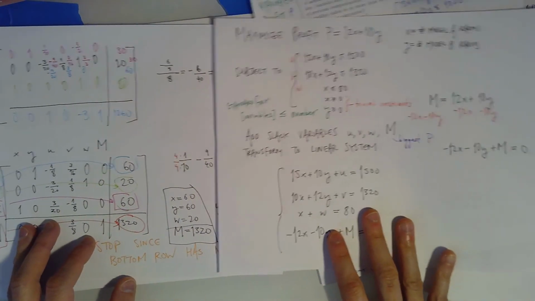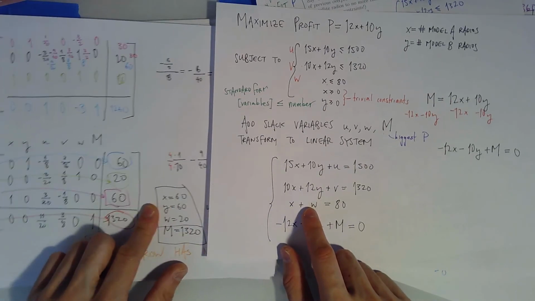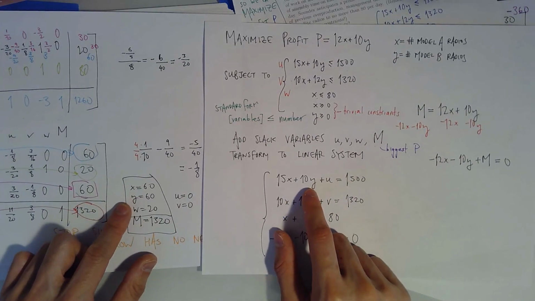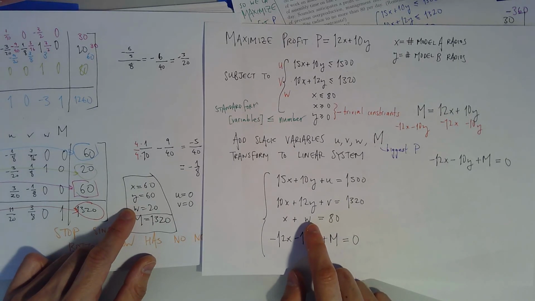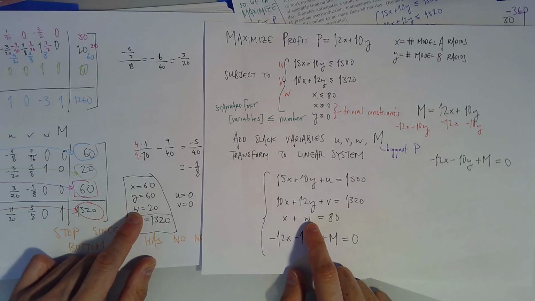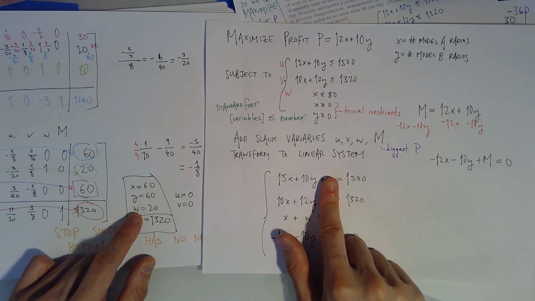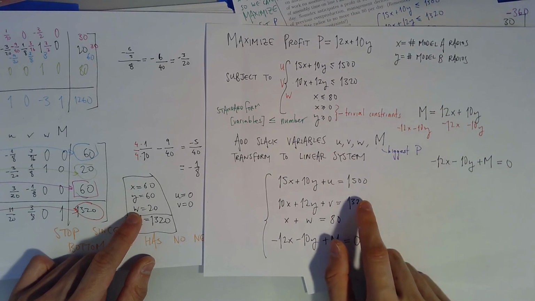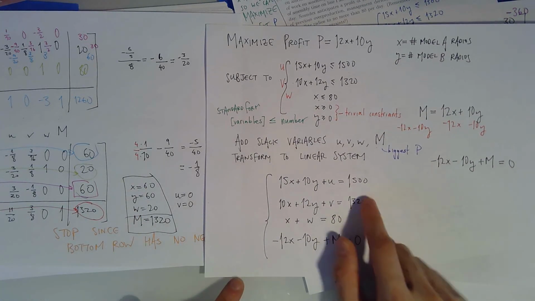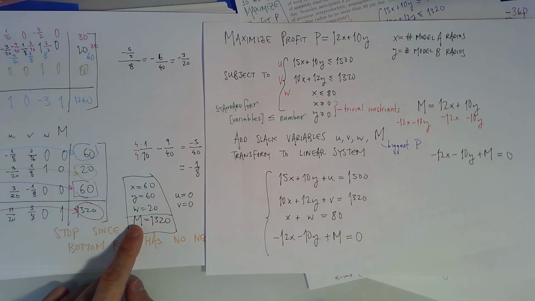What this is saying is that in this system, x is going to be 60, y is going to be 60, and then w is going to have some slack. It's going to be 20. But then u and v won't have any slack, so this will be optimized to the entire amount of 1500 and 1320. And then this will be our maximum profit here.